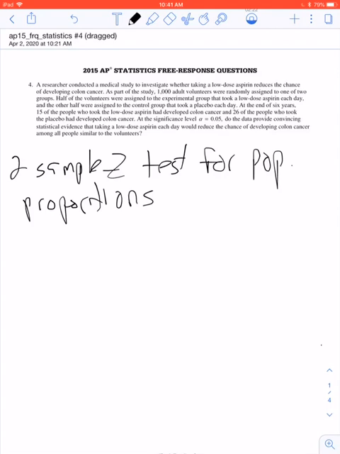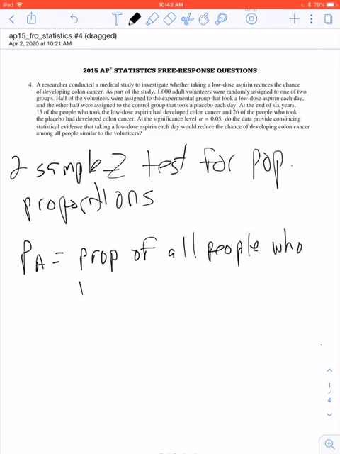So let's call PA equal to the proportion of all people who take aspirin and develop colon cancer.